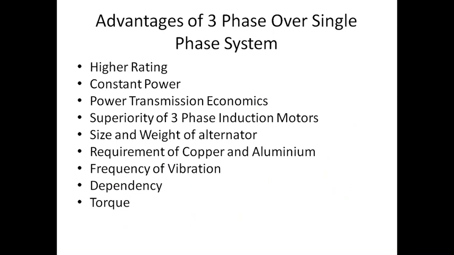What is the advantage? Why do we have to go for the three-phase over the single-phase system? High rating. The output rating of a three-phase machine is nearly 1.5 times the rating of a single-phase one. So we are going for high rating. Then constant power. In a single-phase circuit, the power delivery is pulsating, but in three-phase it is continuous. So we are going for three-phase. Then power transmission economy.